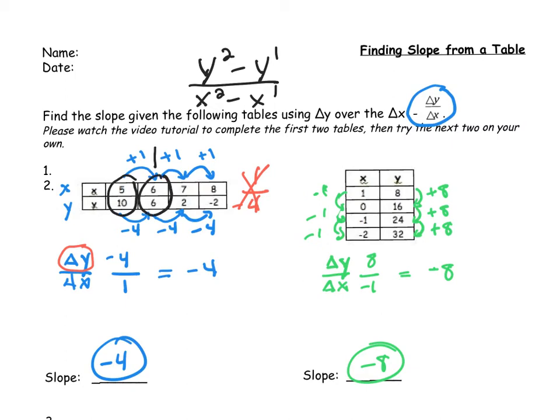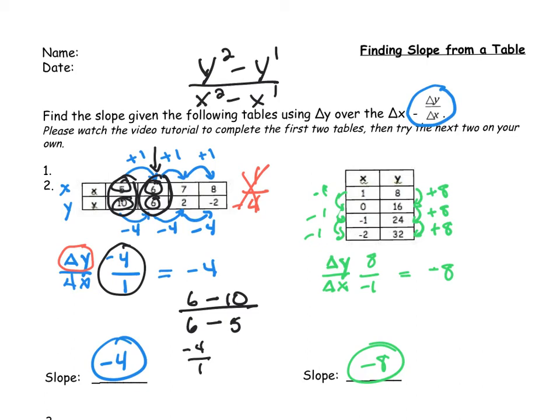You're going to notice that this is the second ordered pair, and I'm going to start with the second y minus the first y. Then I'm going to go to the second x minus the first x. And when I do that, 6 minus 10 equals negative 4, and 6 minus 5 is 1, and we get the same exact answer we had from the beginning when we used the informal method.